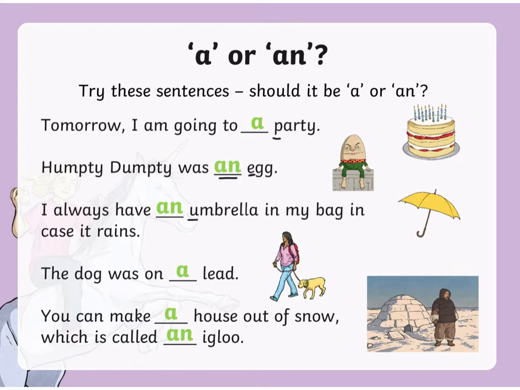Umbrella U and we have to use U से पहले क्या लगाते? A an. The dog was on a lead. L. L is consonant and we use A here. You can make dash house. H. H क्या है? Consonant and we'll use here A. Let's read this again. You can make a house out of snow, which is called an igloo. Igloo. I. I is vowel and we'll use an before I.